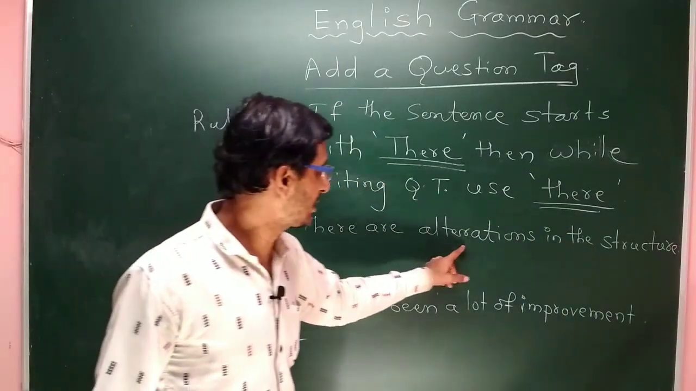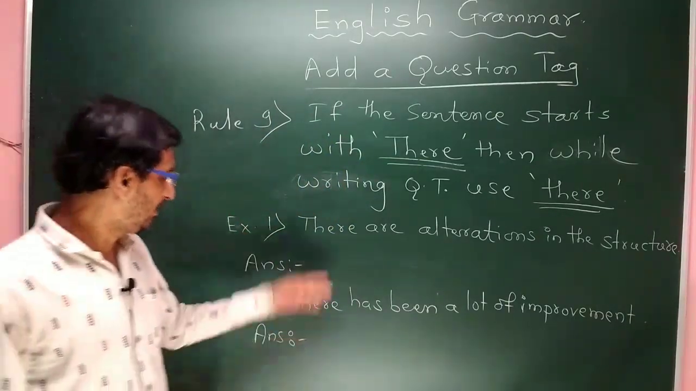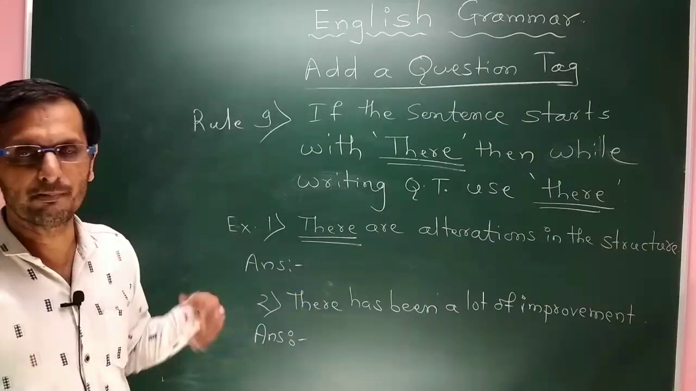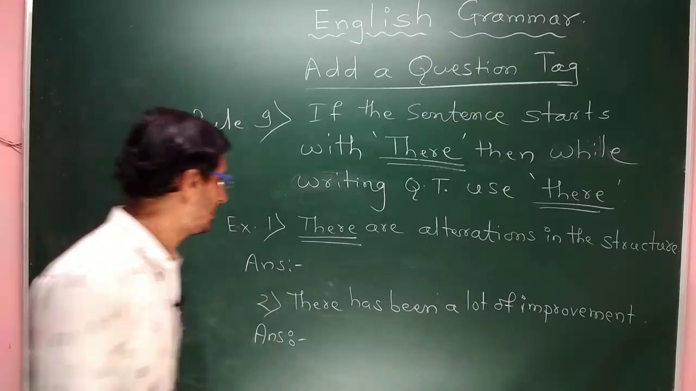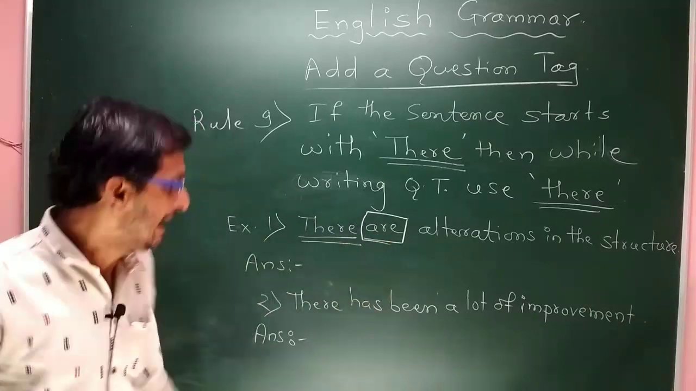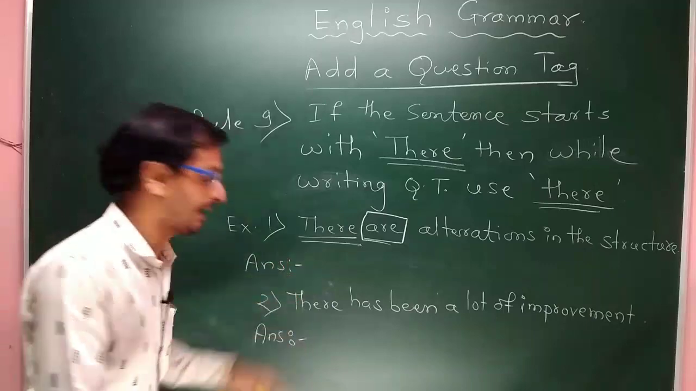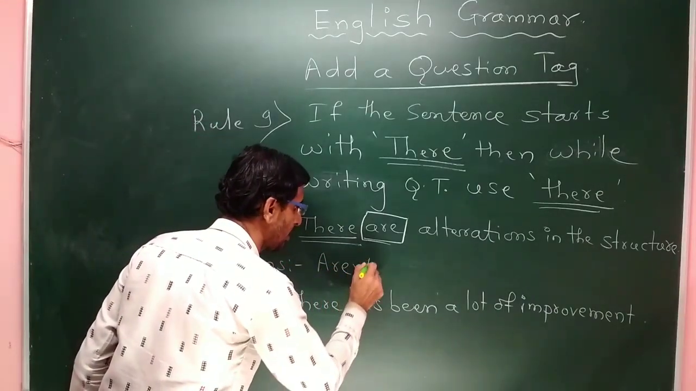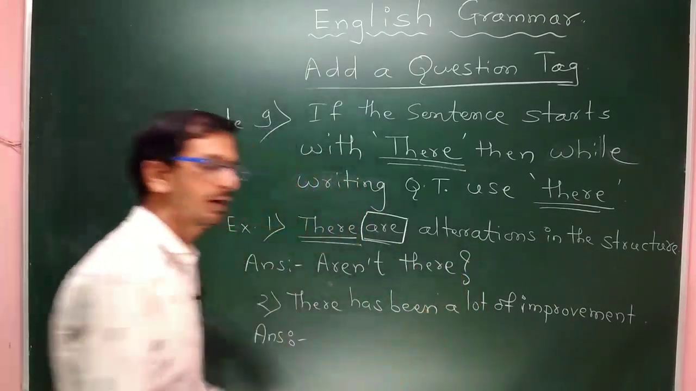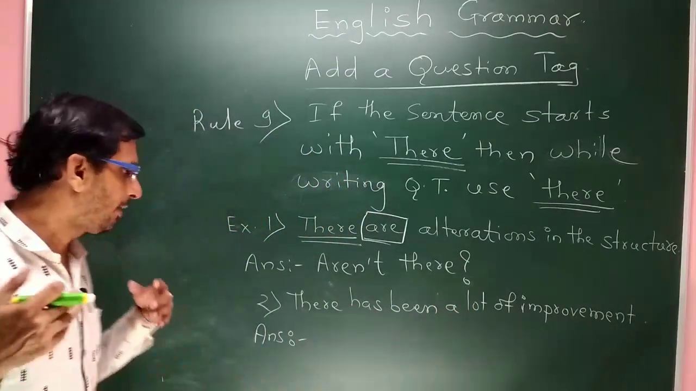There are alterations in the structure. Now the sentence starts with "there", but you cannot directly write "there" as the answer. You have to look for the main verb or helping verb. The helping verb is already given, that is nothing but "are". The sentence is positive, so the answer must be negative. "Are" will become "aren't". Aren't there? This is the way you have to use "there". If you directly write "there" as the answer, obviously you will get 0.